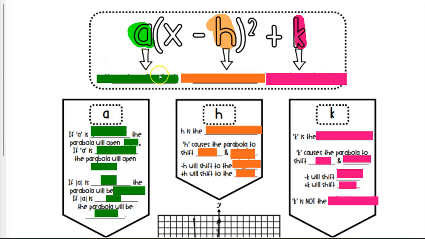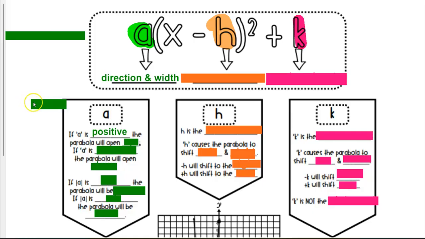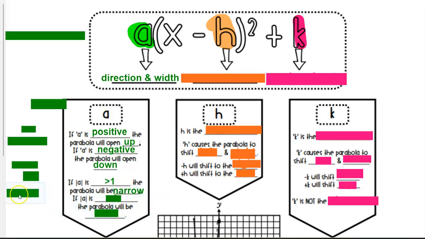So, just like in standard form, a also tells us the direction and width of the parabola in vertex form. So here, this entire box is the same as what we went over. If a is positive, we know the parabola will open up. If a is negative, then the parabola will open down. If the absolute value of a is greater than 1, then the parabola will be narrow. And if the absolute value of a is less than 1, then the parabola will be wide.